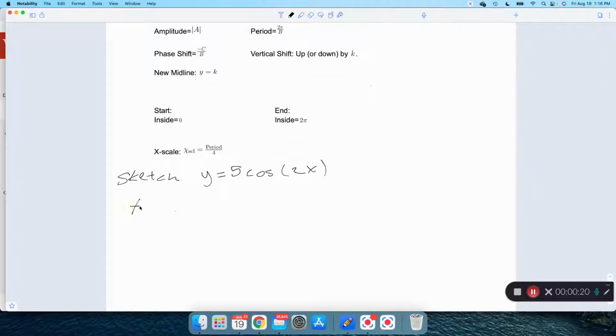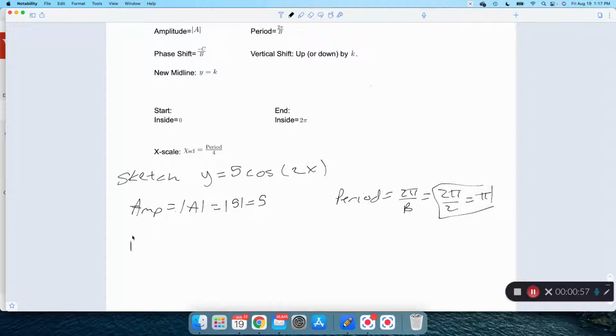Our amplitude is absolute value of A. A here is the number in front multiplying the sine or the cosine. So absolute value of 5, of course, is just 5. Our new period is always 2 pi over B. B is the number multiplying x. So 2 pi over 2 pi.